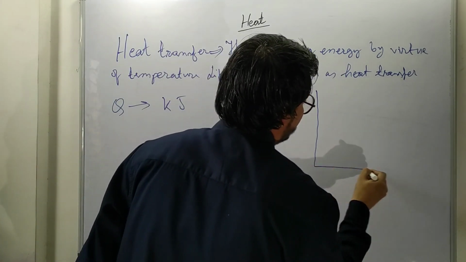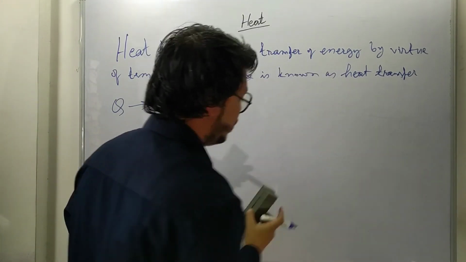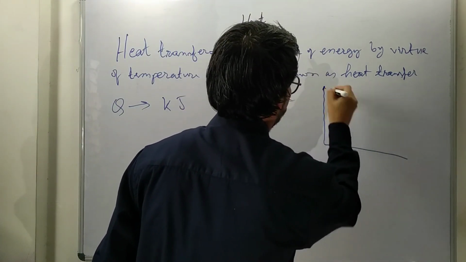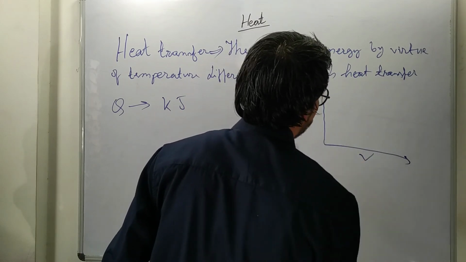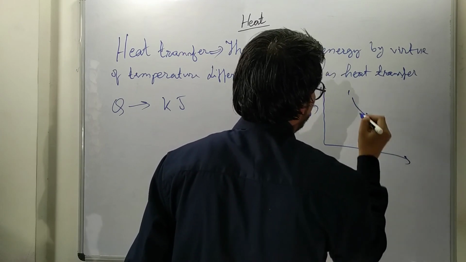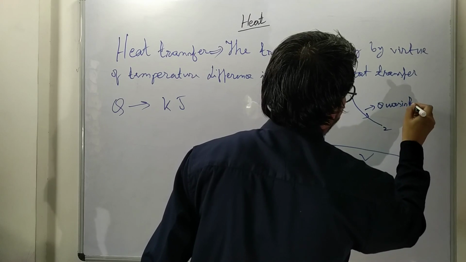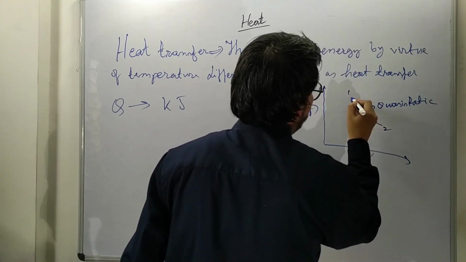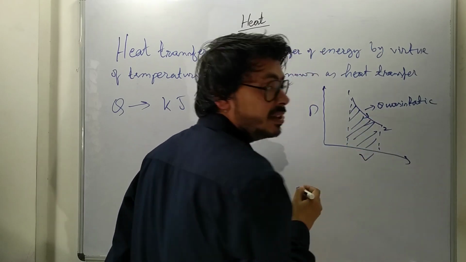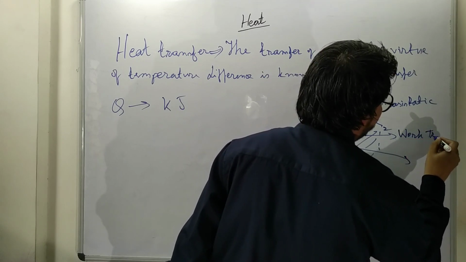So now let's see one thing. We have studied the PV diagram in work transfer. This is our PV diagram. This is the P axis and this is the V axis, and this was the process. Let us consider this process from 1 to 2. This is a quasi-static process. Then the area under the curve on the PV diagram is the work transfer. This we have studied in the work transfer chapter.